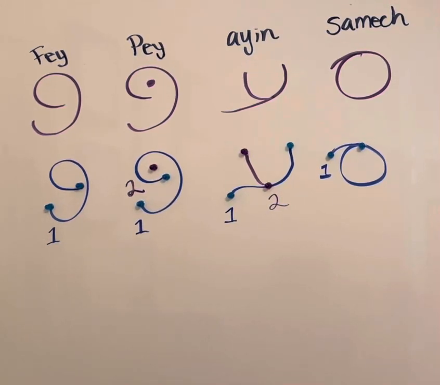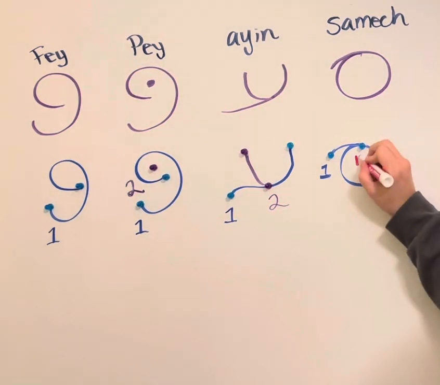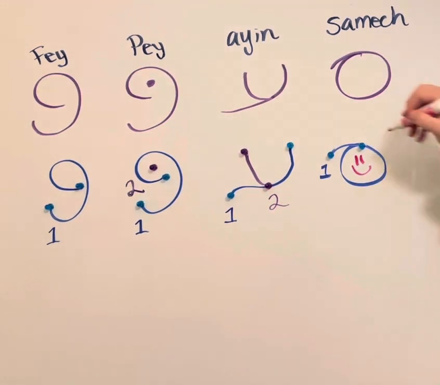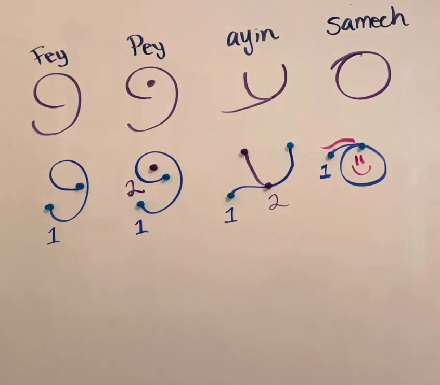For Samech and Ayin, we are going to do the letter formation and the sounds. For Samech, it's essentially like a circle, but then you have this extended piece. I think of it more like a smiley face. So if you think about it, here's a smiley face, a little cool hair swag. And it has the S sound.